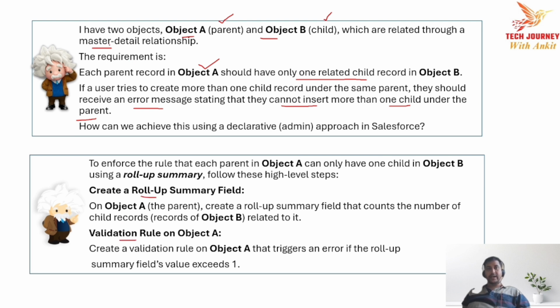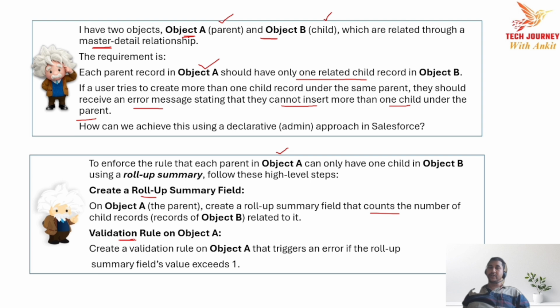As per the requirement, object A and object B are in a master detail relationship. So definitely we can create a roll-up summary field here, and we will use the count function to count the number of child records related to it. We'll create the roll-up summary field on the parent object, in our scenario object A, using the count function to count the number of child records. Once that has been done, we will create the validation rule on object A.